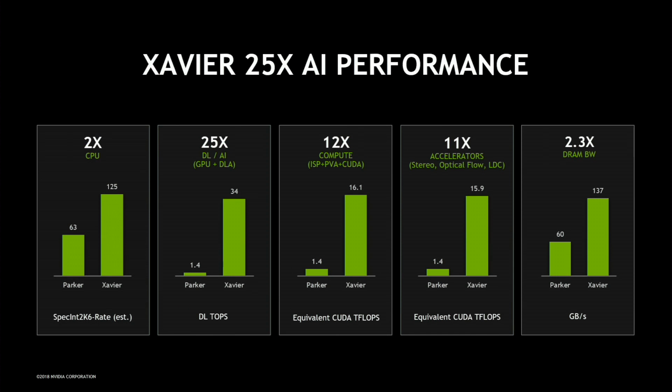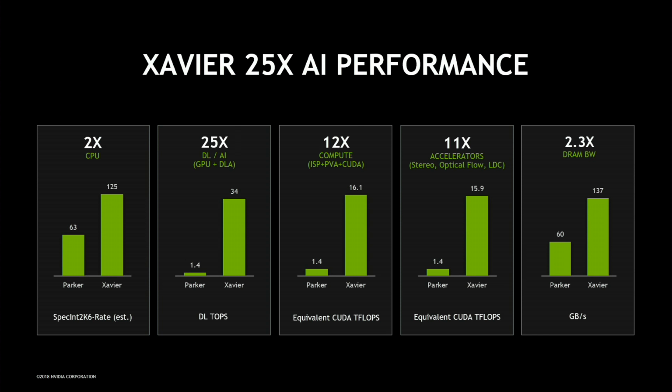So what does this result in performance? This is a little bit of a breakdown of mapping these different classes to our previous Parker SoC. So we have 2x the CPU. If you look at deep learning performance, we have 25x the DL tops, right? Parker had the GPU. We now have GPU plus DLA, and both with special deep learning math. If you look at compute, we have the ISP, PVA, and the CUDA on the GPU. If you add up those, we have about 12x the performance of what Parker had.